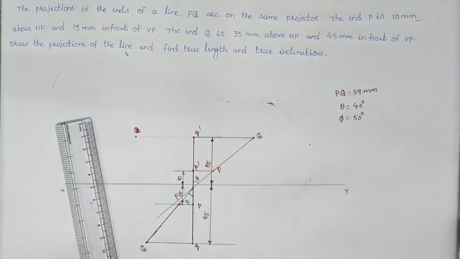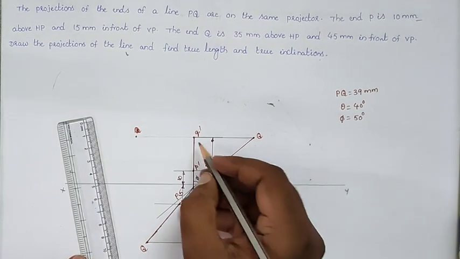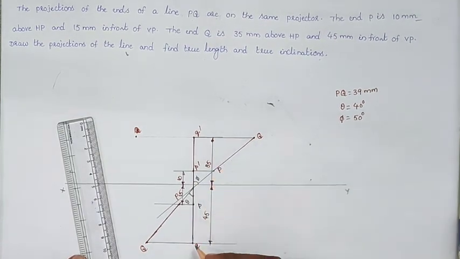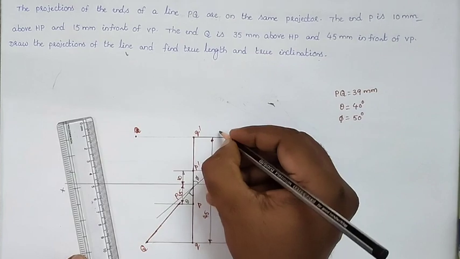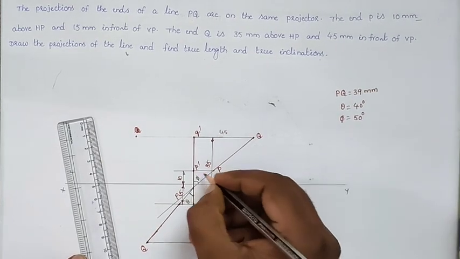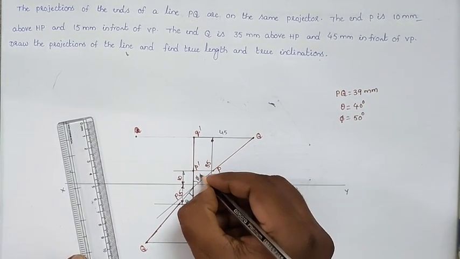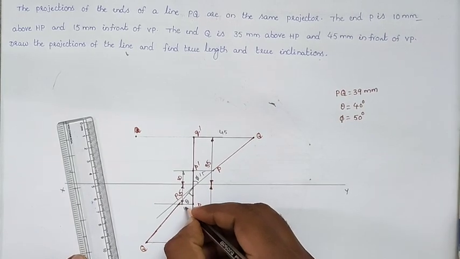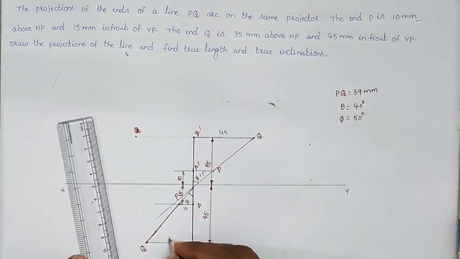So what is the dimension of this one? This dimension I am taking as the opposite of Q dash, so that is equal to 45, and here the opposite dimension of P dash is 15. So here I am taking 10 mm and this dimension I am taking as 35.